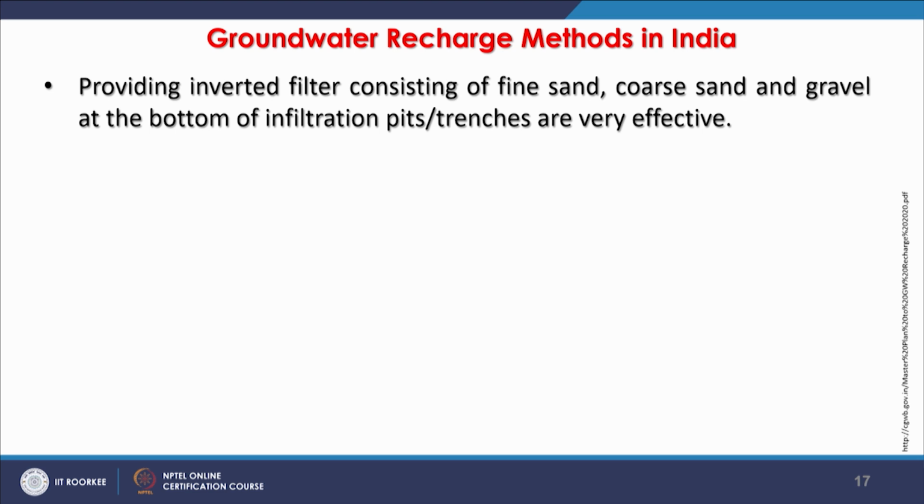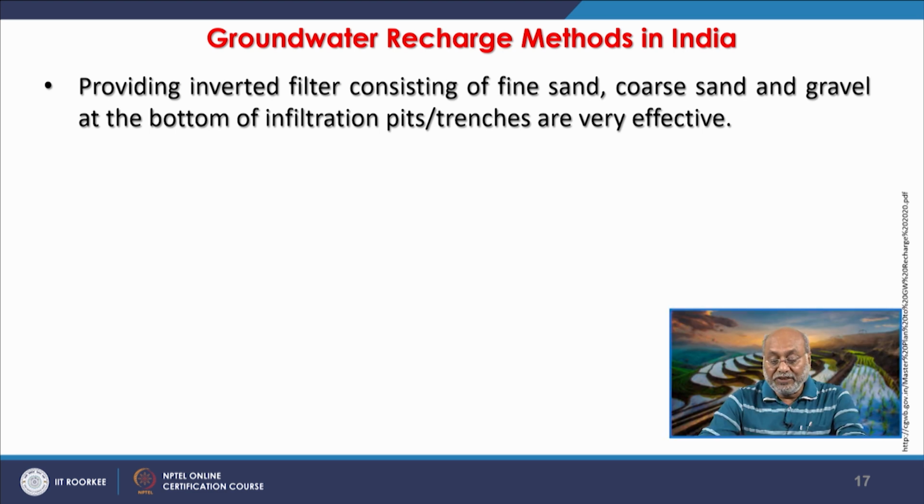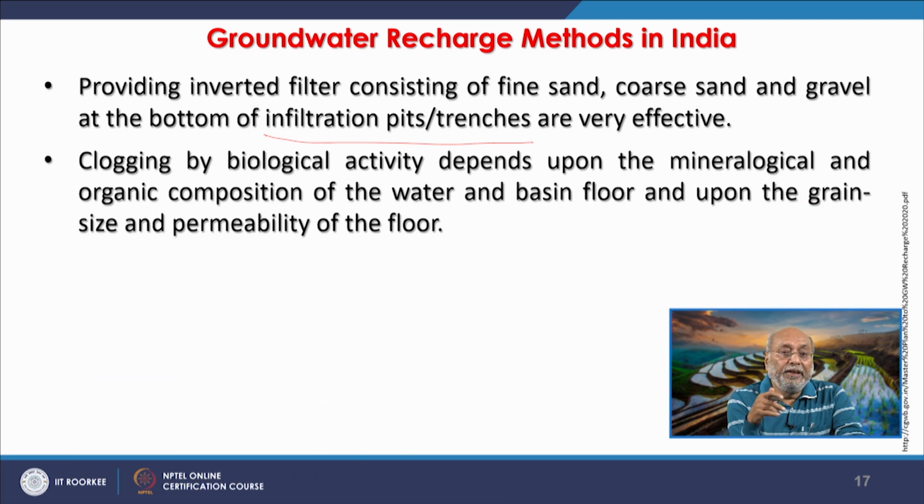There will not be any harm to our groundwater quality. Further, providing an inverted filter consisting of fine sand, coarse sand and gravel at the bottom for infiltration pits is a very common practice. On the top you have fine sand, which will block the initial silt, then you have coarse sand and gravel at the bottom. This reverse sequence of sediments will help to block the clogging and the suspended particles.